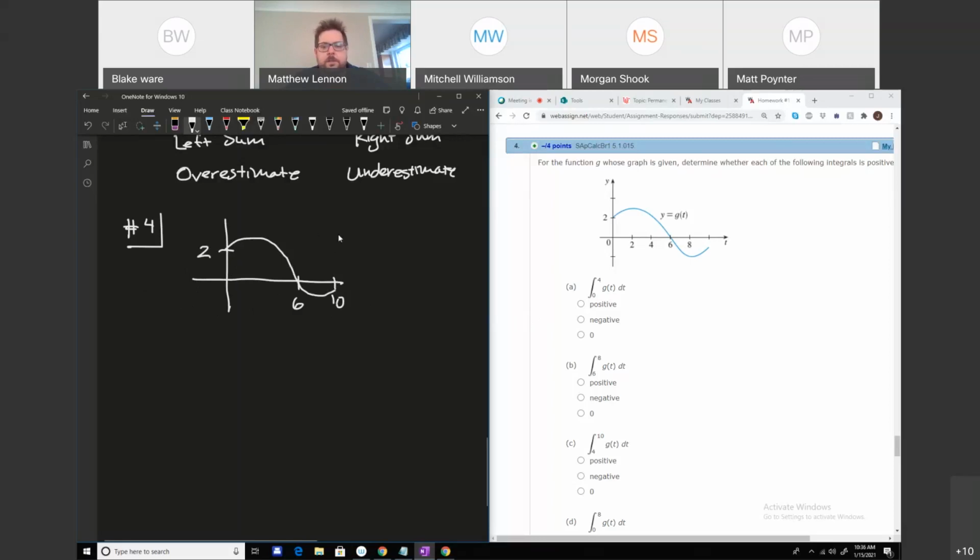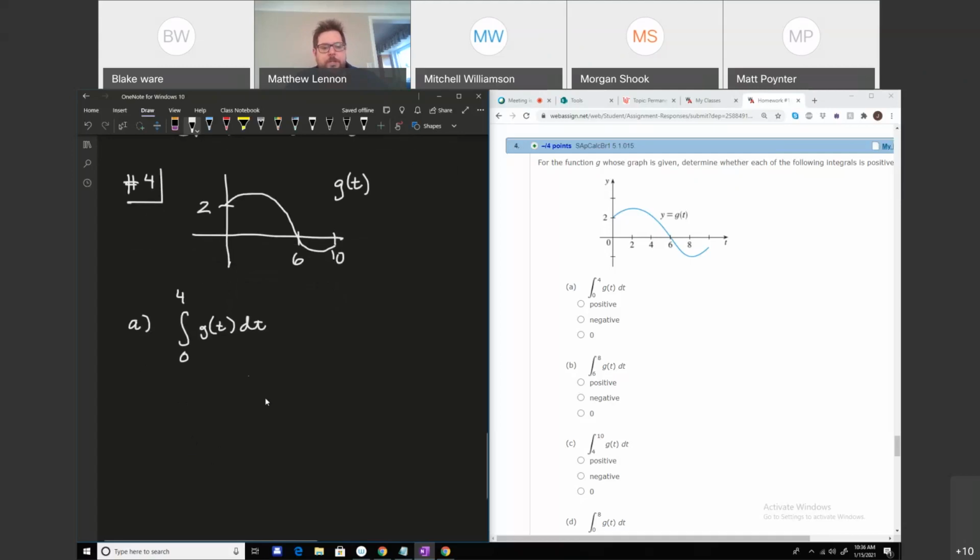Something like this. This is g of t. So for A, they want us to do the integral from 0 to 4 of g of t dt. So basically, we're just going to try and draw the picture and shade what we're doing. So if we have this graph, and this is 6 and 4 somewhere over here, and then we've got 10 over here, and our curve is doing this.